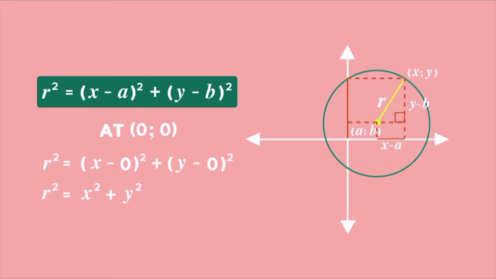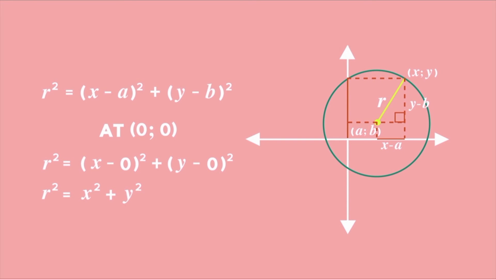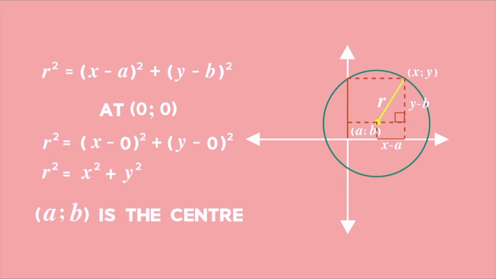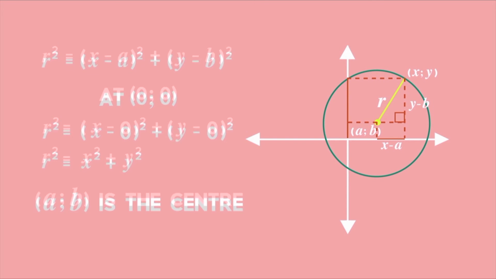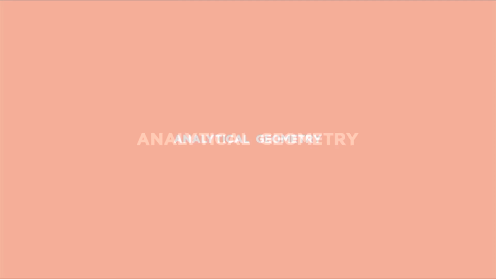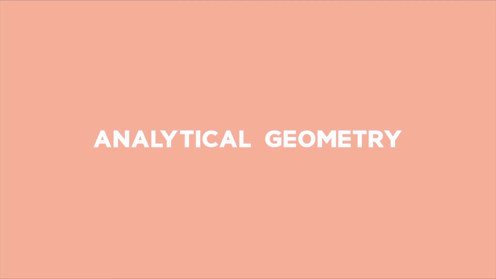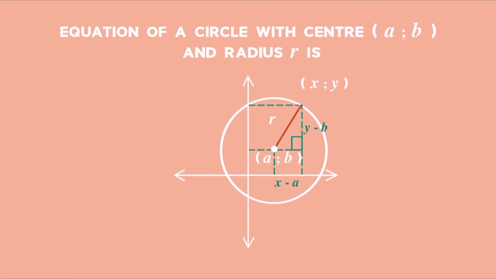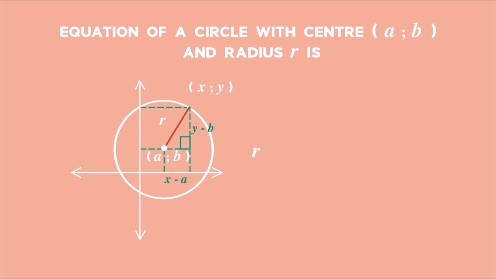This equation is very useful. We can easily see that (a, b) is the center of the circle and r is the radius. In grade 12 analytical geometry, we have established that the equation of a circle centered at (a, b) with radius r is r squared equals (x minus a) squared plus (y minus b) squared.